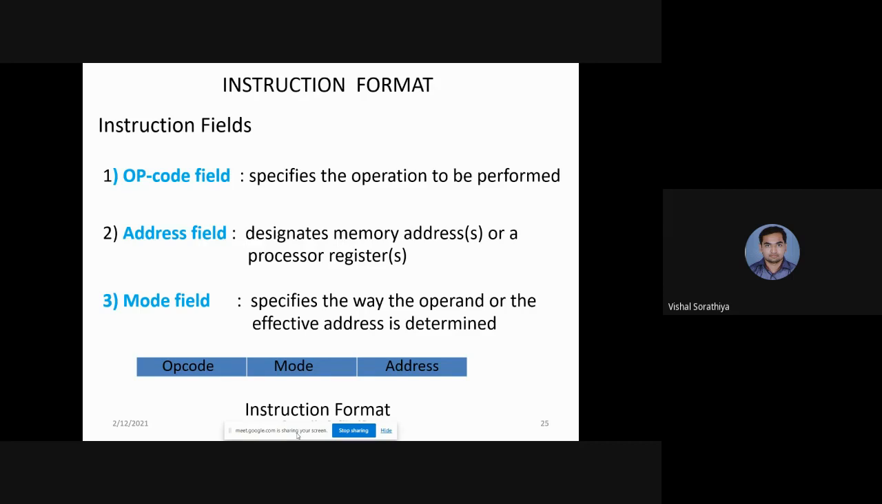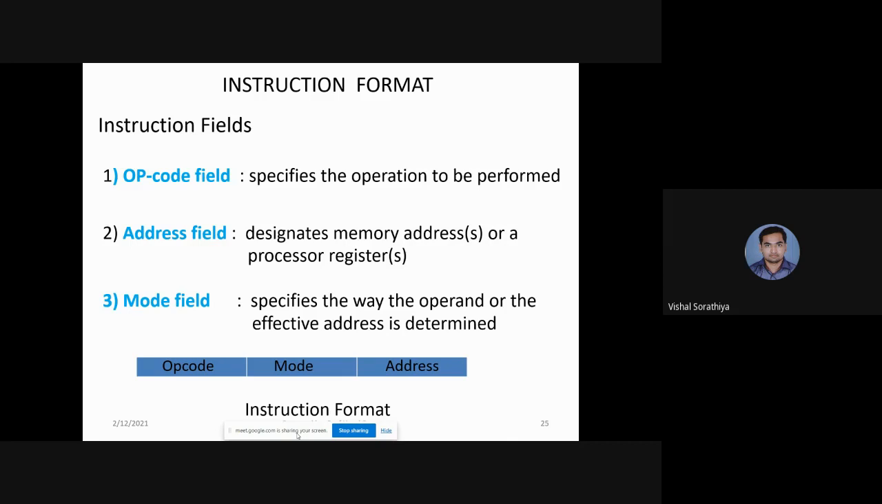Specifies the operation to be performed, like which type of operation you need to perform, add or XOR or XNOR, that we can say is the operation that you perform. Then the address field is a designated memory address or a processor register. So whatever operation you want to perform, on which particular data that operation needs to be performed is given in that address field.